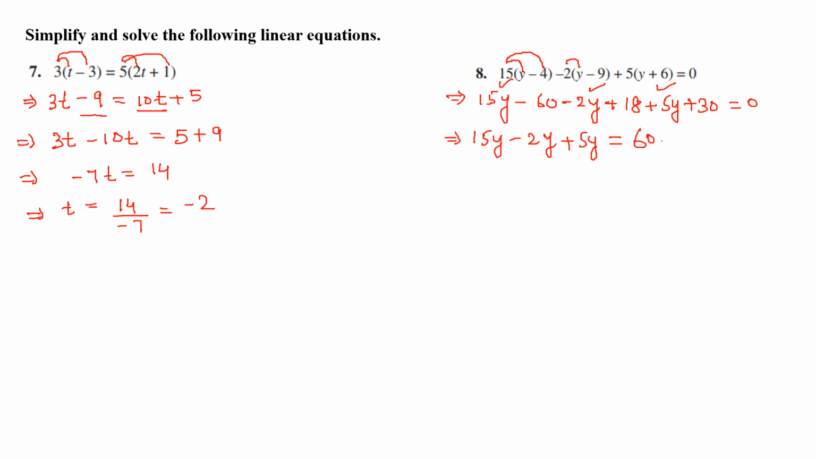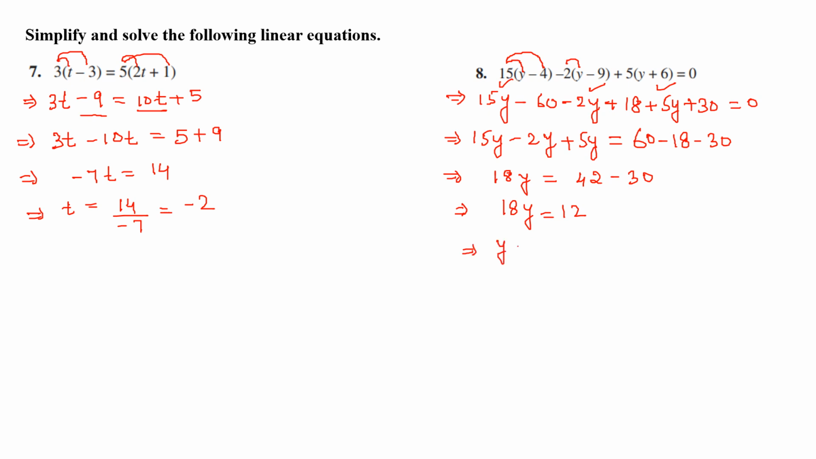And minus 18 and plus 30 is minus 30. So what I did, I kept the variable to LHS and constant I transposed to the RHS. Now here 15 minus 2 is 13 and 13 plus 5 will give me 18. 60 minus 18, 42 minus 30. So from here I will get 18y equal to 12.